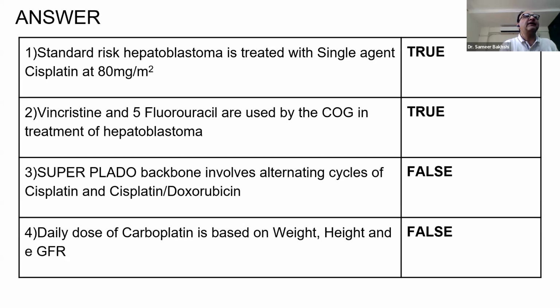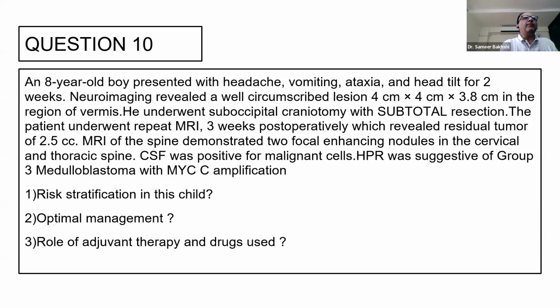Okay, we can go to the next slide. An 8-year-old boy presents with headache, vomiting, ataxia, and head tilt for 2 weeks. Neuroimaging revealed a well-circumscribed 4 centimeter by 4 centimeter tumor in the vermis. He underwent suboccipital craniotomy and resection. The patient underwent MRI 3 weeks post-op, which revealed some residual tumor. MRI of the spine demonstrated 2 focal enhancing nodules in the cervical and thoracic spine. CSF was positive for malignant cells. HPE was group 3 medulloblastoma with c-MYC amplification.